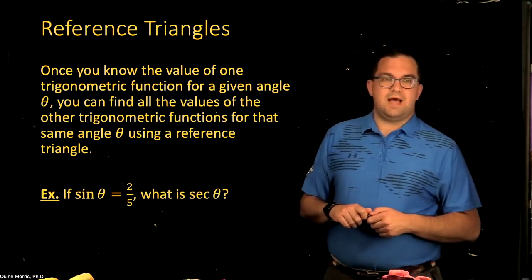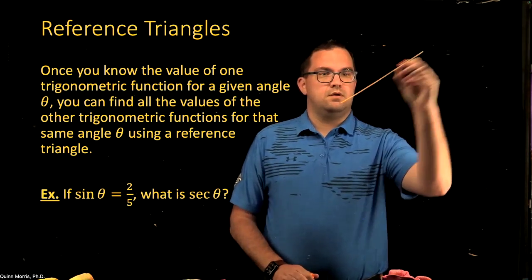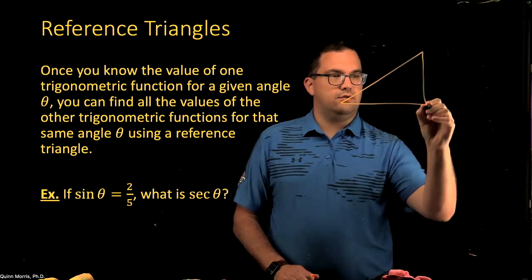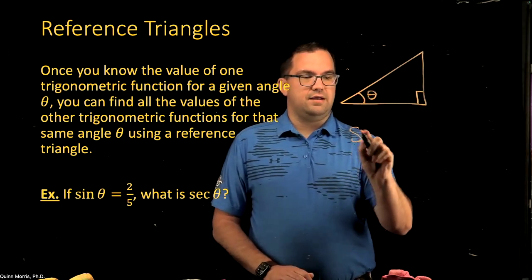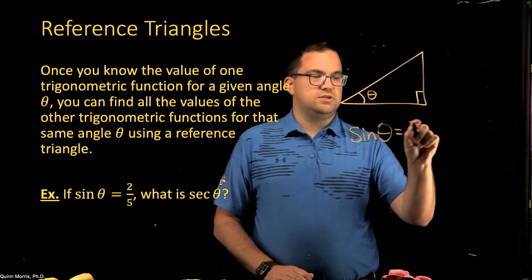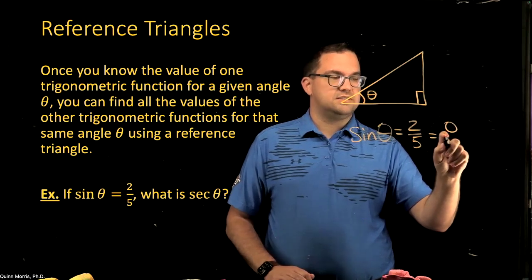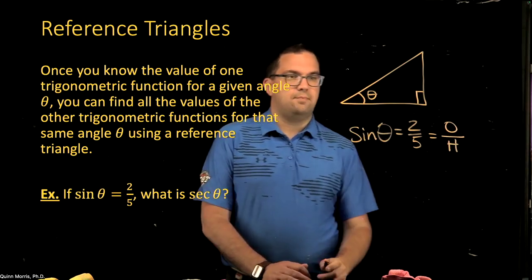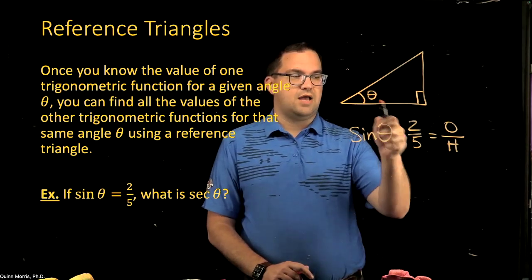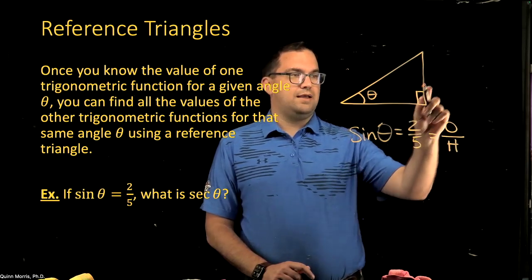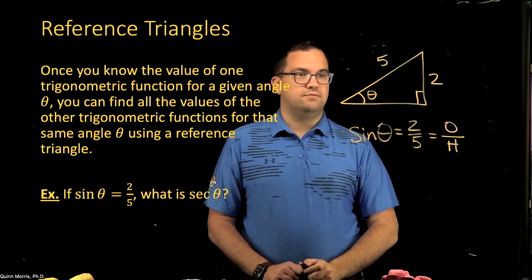So for example, let's imagine that I knew that sine of theta was equal to 2/5. If I think of this in terms of a right triangle, and this is what I'm going to call my reference triangle, then sine of theta, which is in this case given to be 2/5, is the ratio of the opposite side to the hypotenuse. So I might as well create this reference triangle so that sine of theta is 2/5. So I might as well make my opposite side 2 and my hypotenuse 5.